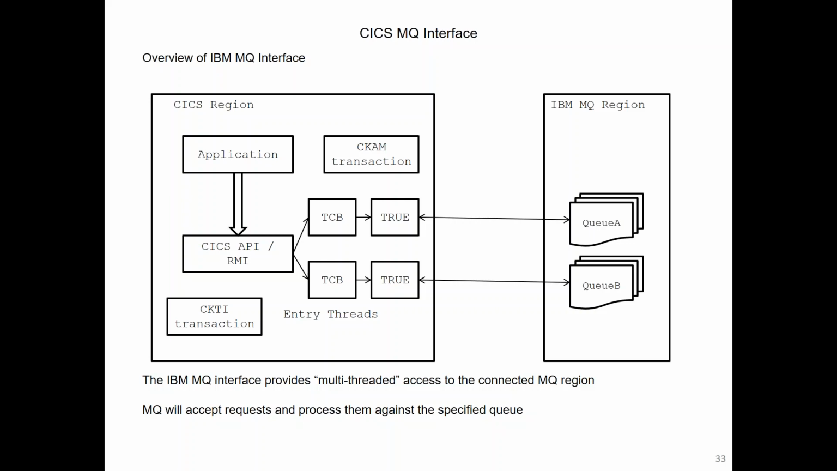CKAM is the alert monitor. There are cases where MQ will say, I'm shutting down, or I've got an error on your queue, or I'm closing your queue, or whatever. And it gives CICS information about what's going on, if you will.